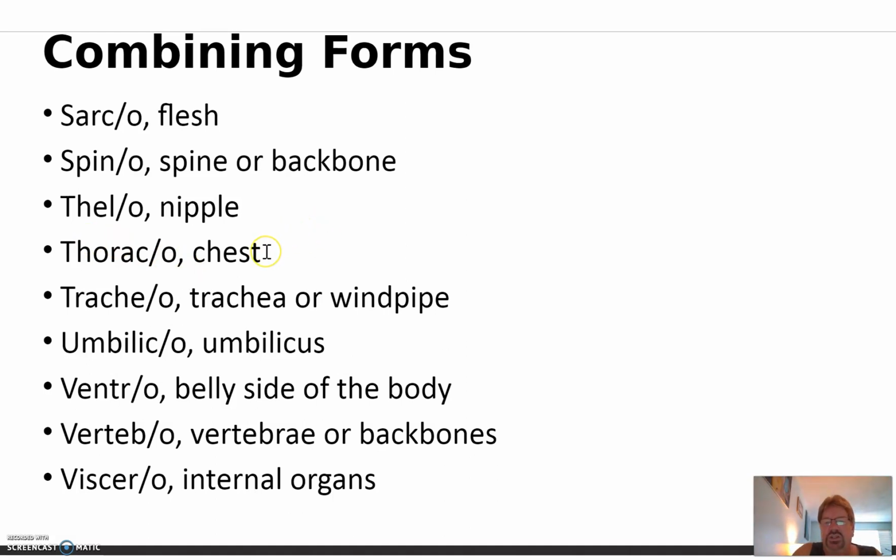Thoraco is the chest cavity, or the thoracic spine, the spine in the mid-back that has the ribs attached to it. Trachea is the windpipe. The front of the neck here, guys, is the tube we breathe through, the trachea. Behind it is the tube we swallow through, which is called the esophagus.